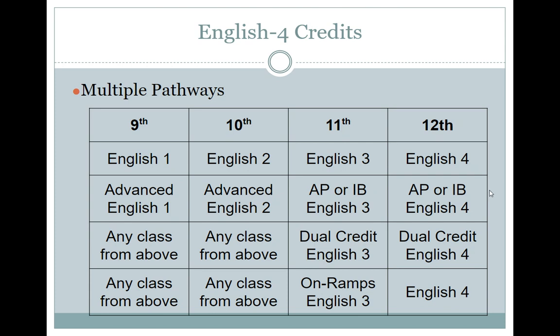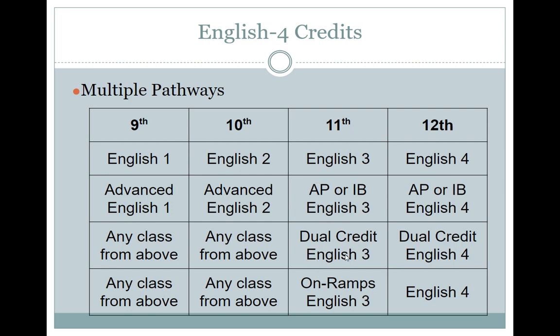So what you're going to do on all of these charts is you're going to find the grade you're currently sitting in. So if you're in 9th grade, you're going to find which class you're in. Are you in English 1 or Advanced English 1? You'll move over to the 10th grade column and you'll pick the 10th grade column. If you're in 10th grade this year, you will pick what you're at and then you will decide what you're going to take.